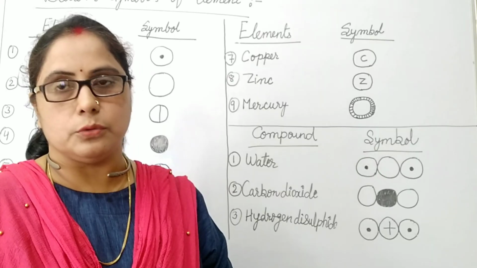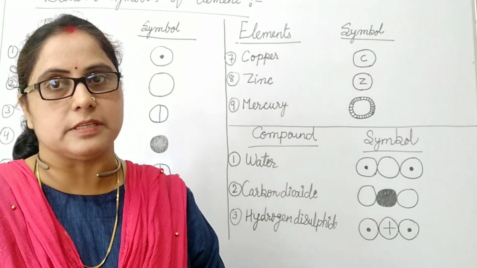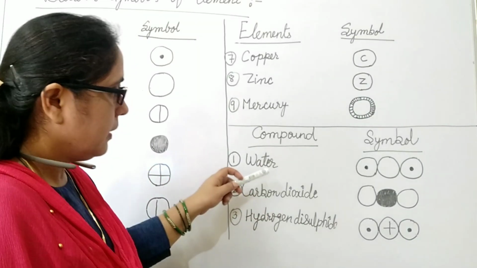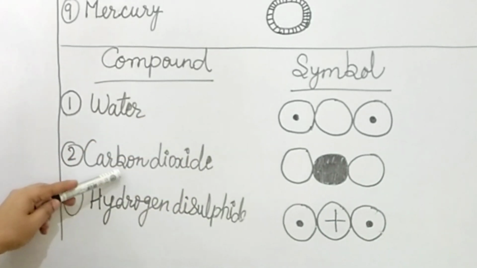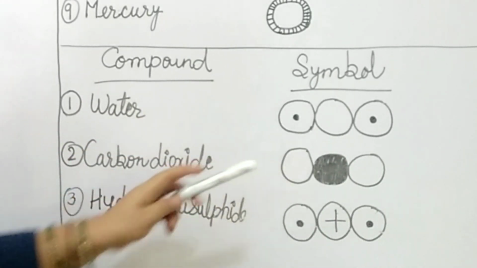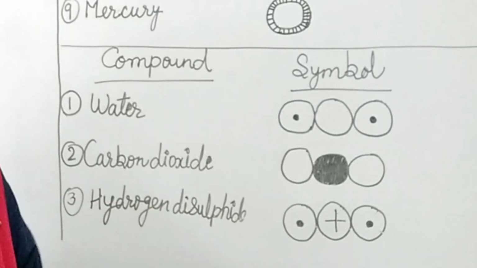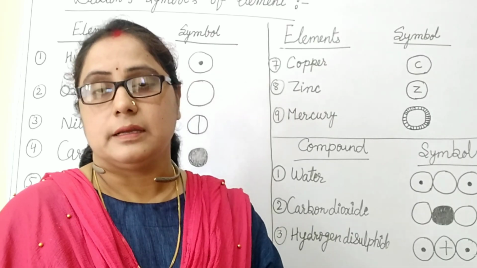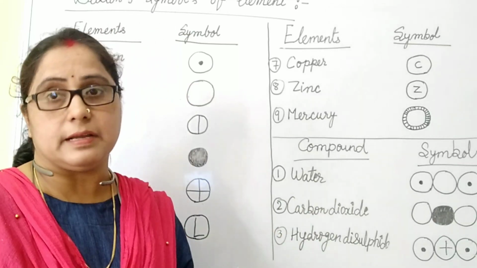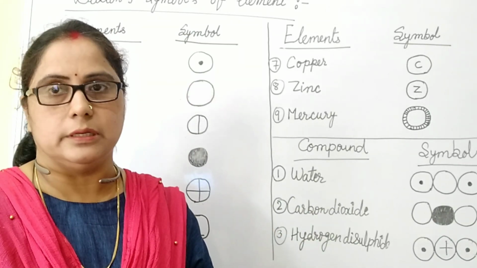He had also used symbols for representation of some compounds. Water, he had represented by using this one, carbon dioxide, this is, and for hydrogen disulfide, he had used this symbol. But these symbols are very difficult to draw and to learn.